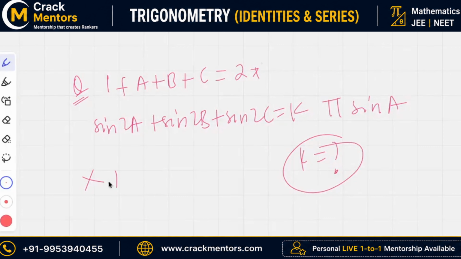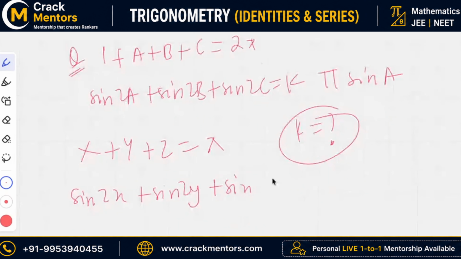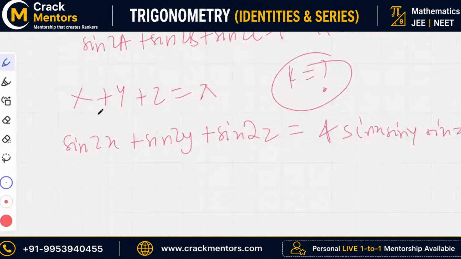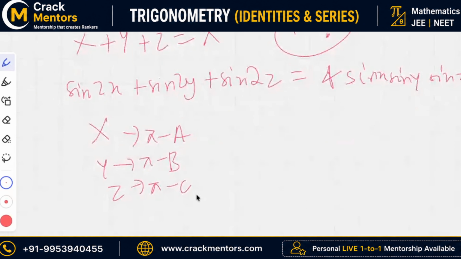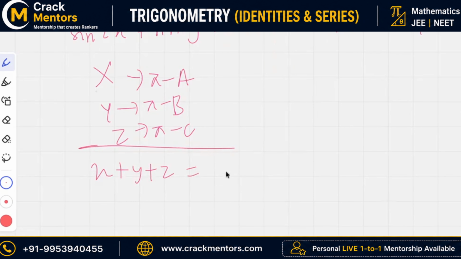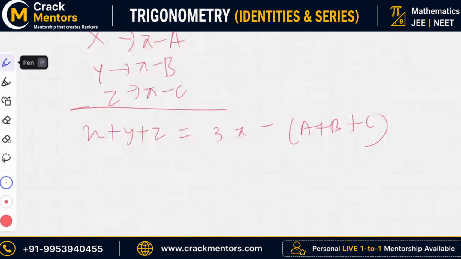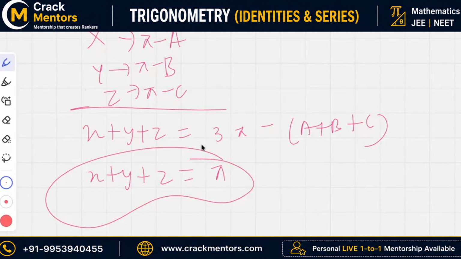We know that if x plus y plus z is pi, then sine 2x plus sine 2y plus sine 2z would be 4 sin x sin y sin z. So I can replace x with pi minus a, y with pi minus b, and z with pi minus c. If I do that, then x plus y plus z is 3 pi minus a plus b plus c, and a plus b plus c is 2 pi. So that means x plus y plus z is pi. So I got what I started from.